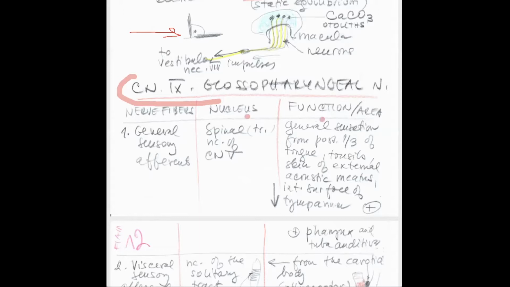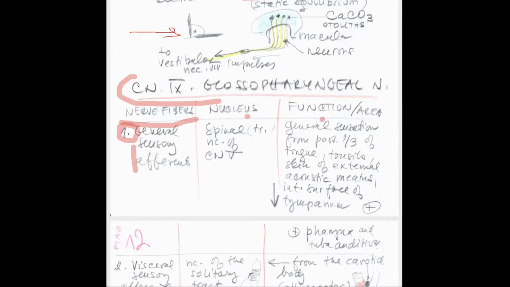and on the first simplified table, we will try to explain all components and nuclei and also the function of each nerve. So starting with the nerve fibers, as we said, it's a mixed nerve. Starting with number 1, afferent, general sensory fibers.